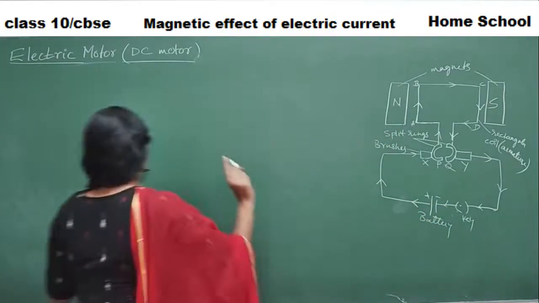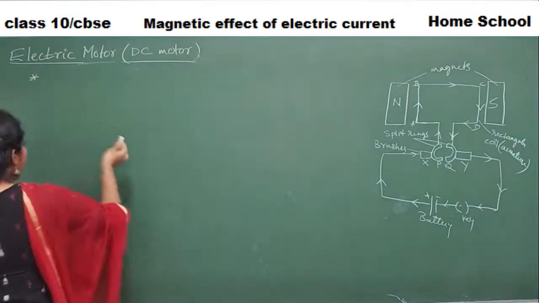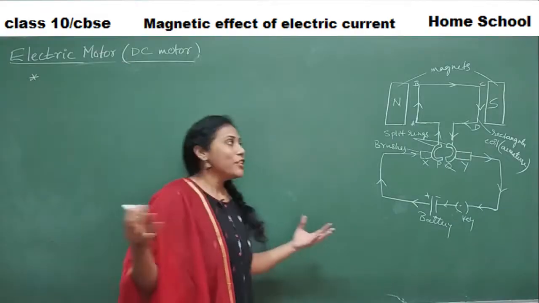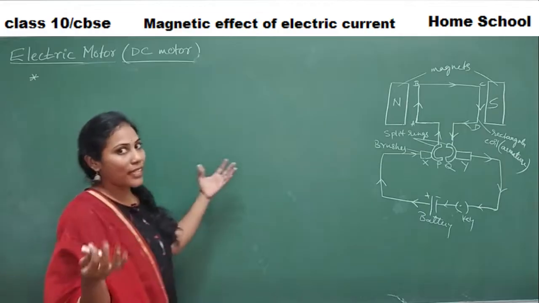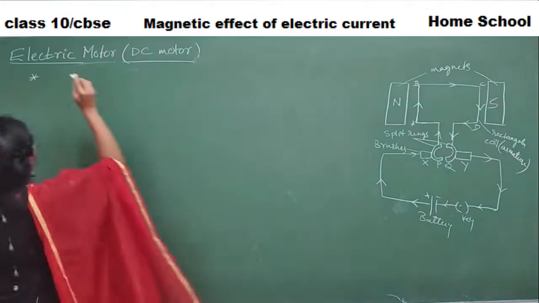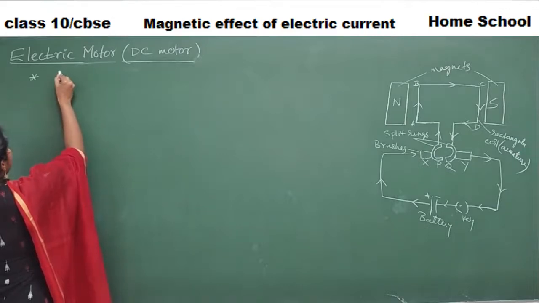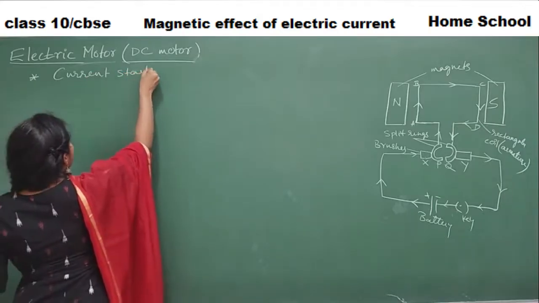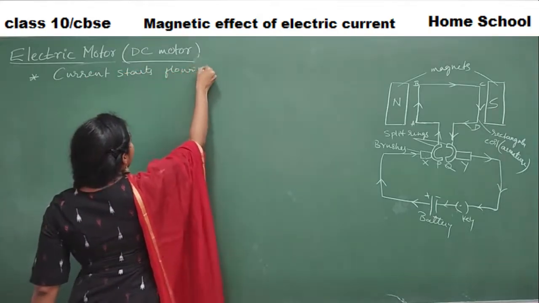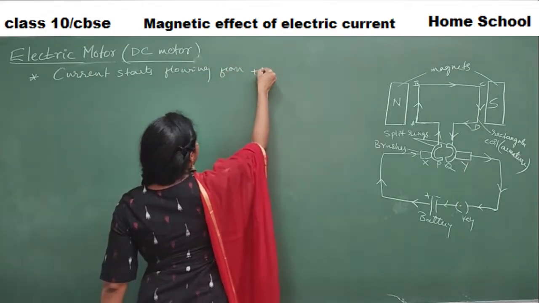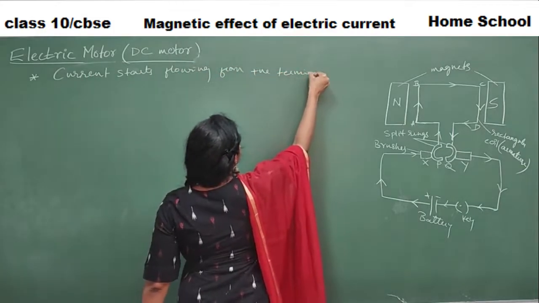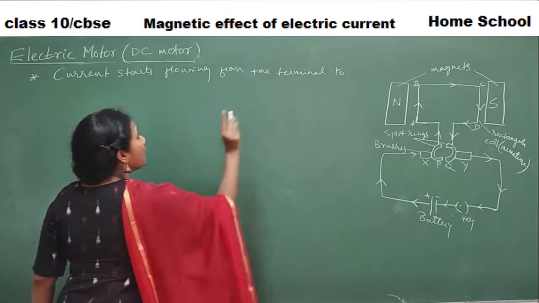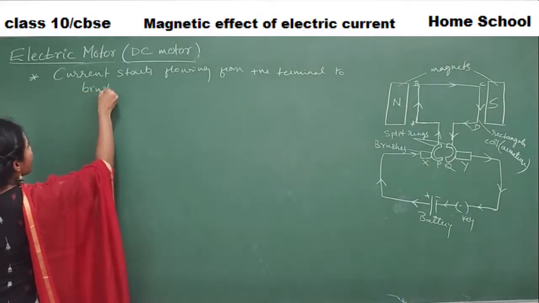Okay, let us try to write that point. I will write point by point and show you, just to make you comfortable for your examination, so that you can follow these points to write in your exam, right? First and foremost, current starts flowing from the positive terminal. To what, guys? It will start flowing from the positive terminal to brush X.